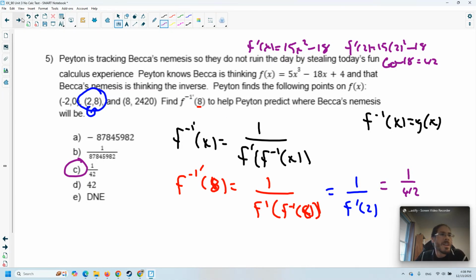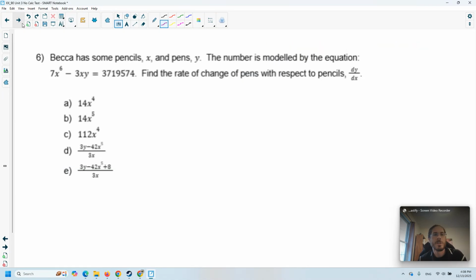Good luck. All right, question 6. Becca has some pencils x and some pens y. The number is modeled by the equation 7x to the sixth minus 3xy equals 3,719,574. Find the rate of change of pens with respect to pencils, which in this case is dy dx, because the pens is the y and the pencils is the x.